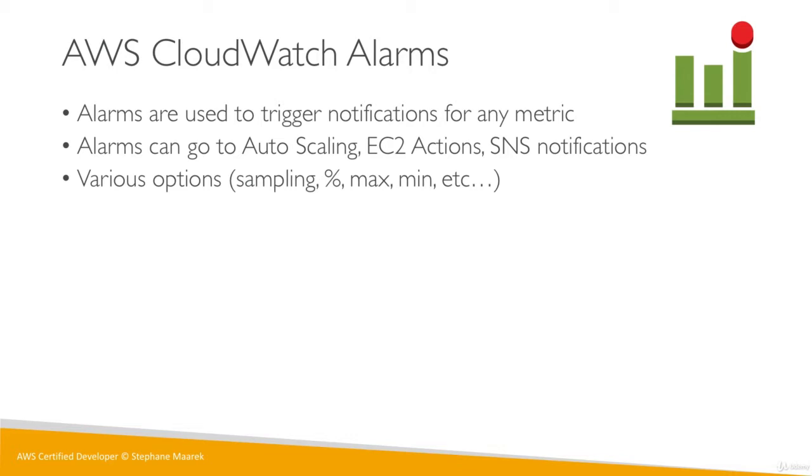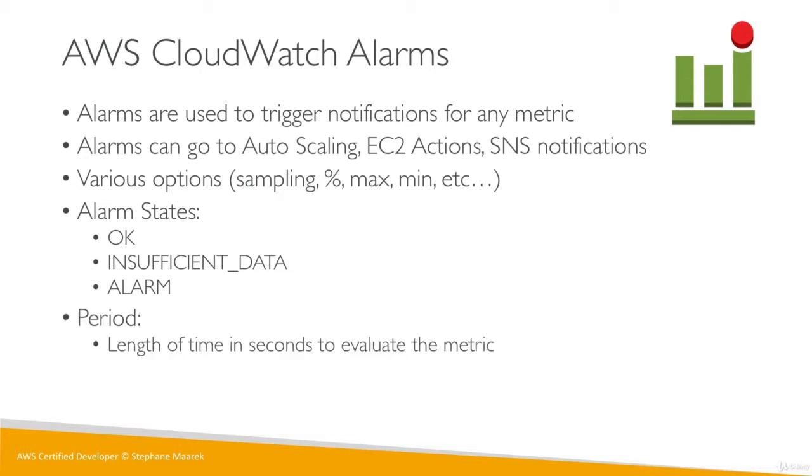There are various options, so you can choose the metric to alarm on, the sampling, the percentage, the max, the min. So you can basically customize your alarm any way you want. And alarms can be in 3 states. It can be an OK state, which means that your alarm is not doing anything. Insufficient data, which is when you don't send enough data for your alarm, so the metric is missing some data points. And alarm, when your alarm threshold is being passed.